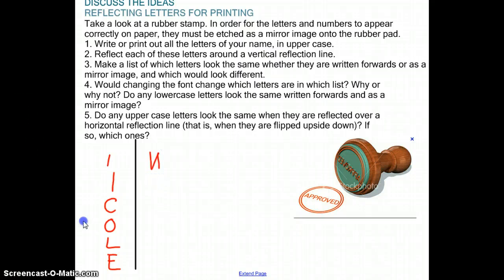So N would be reflected like that. I would say the same. C would look backwards, O would be the same, L would look backwards, and E would also look backwards. Give it a try. Now for question 3, which of these look the same, whether they're written forwards or backwards? So that would be the I and the O.